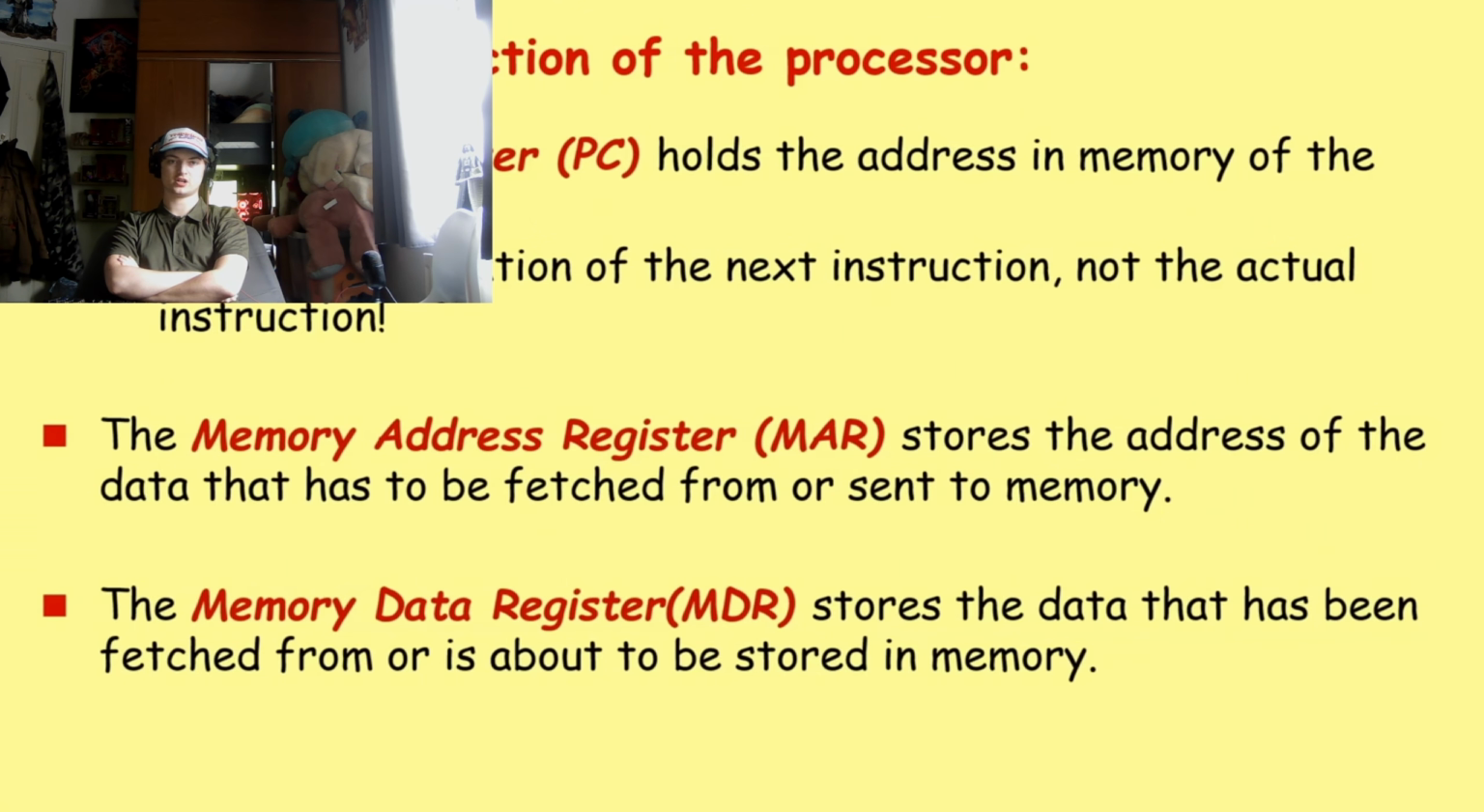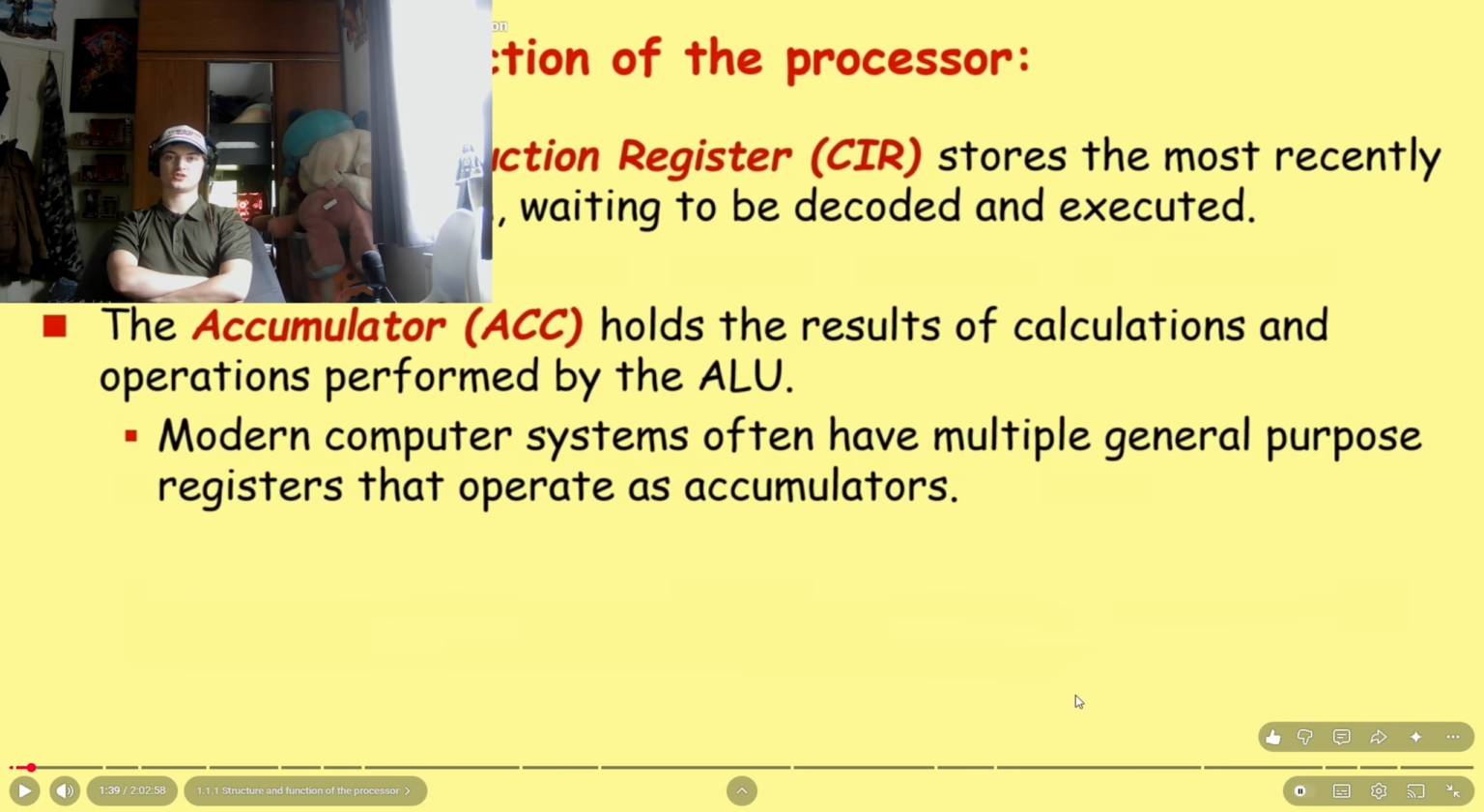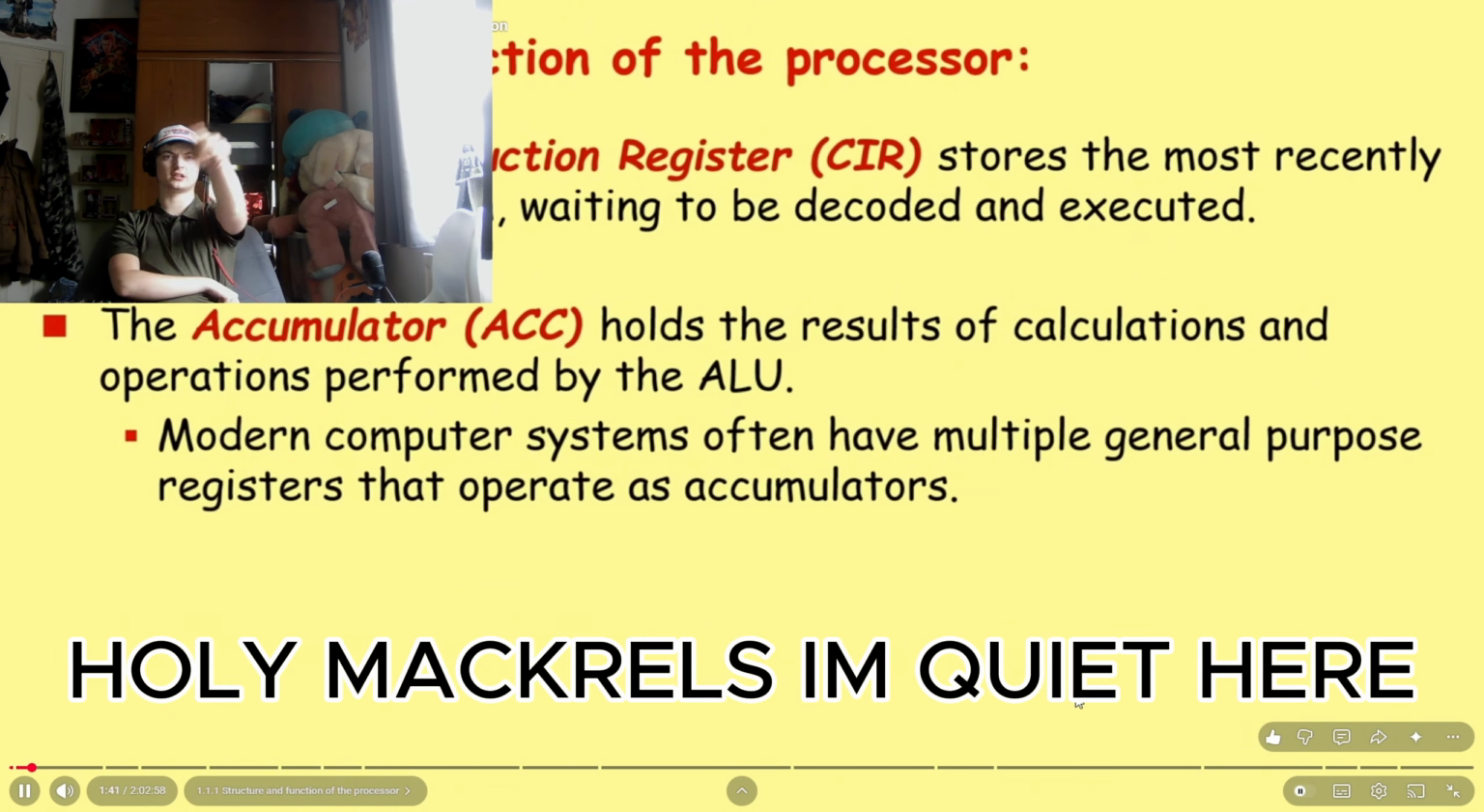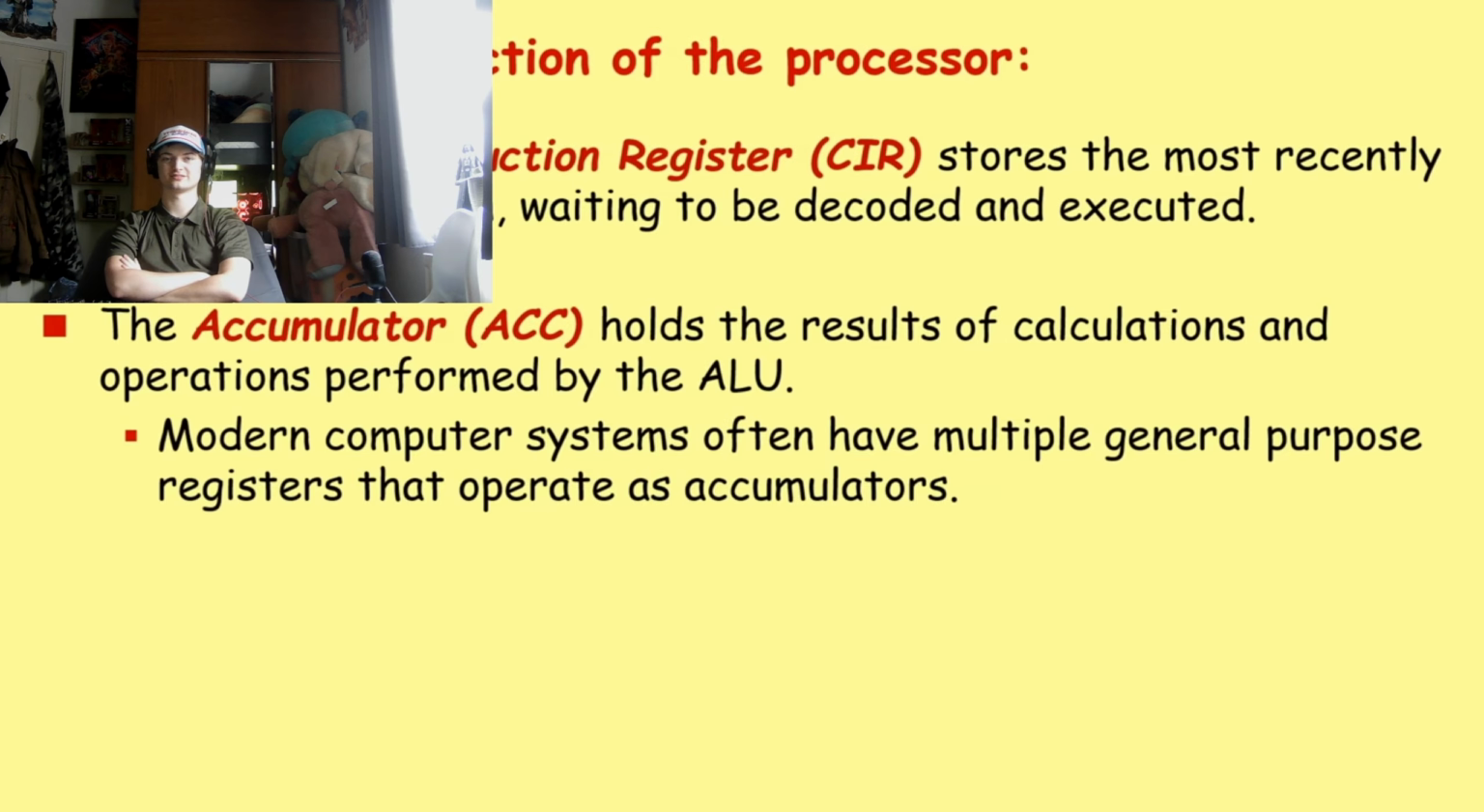The memory address register, or MAR, stores the address of the data that has been fetched from or is about to be sent to memory, while the memory data register, or MDR, stores the data that has been fetched from or is about to be stored into memory. The current instruction register stores the most recently fetched instruction, waiting to be decoded and executed. And finally, the accumulator, or ACC, holds the results of calculations and operations performed by the ALU.